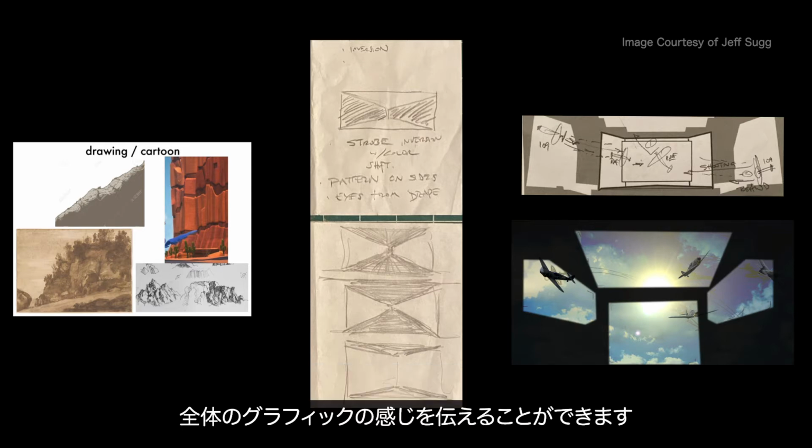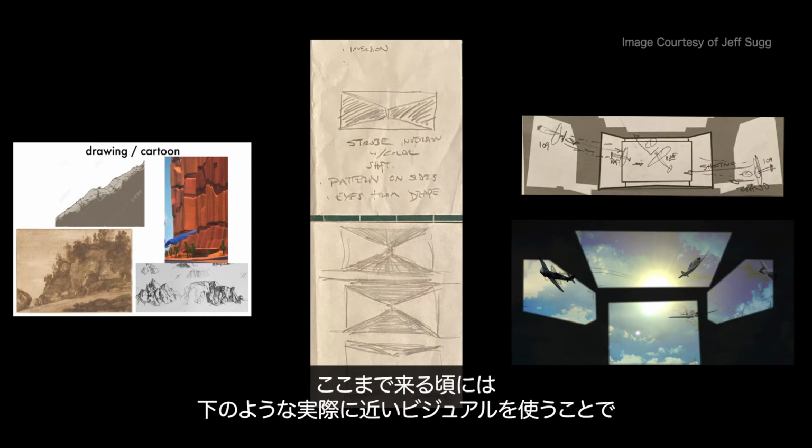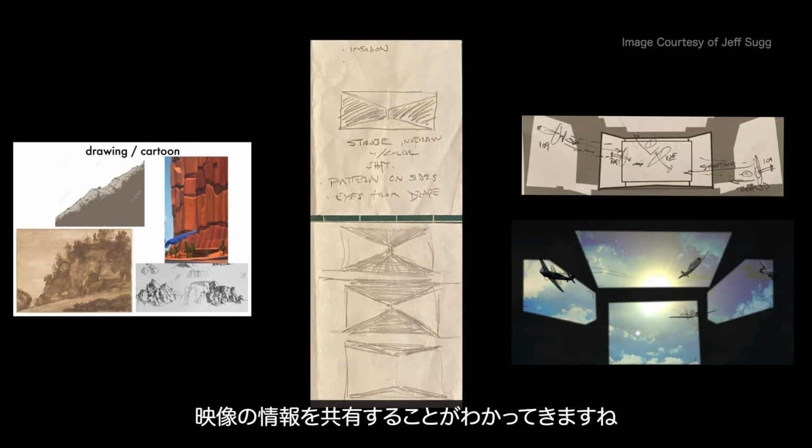And so you have a really strong sense of the whole graphic of the sequence. And then you can go back to these simple pencil things to talk about the movement and the gesture and the rhythm of it as you move forward, knowing full well that the image on the bottom contains the information about the shape and what the visual will look like.